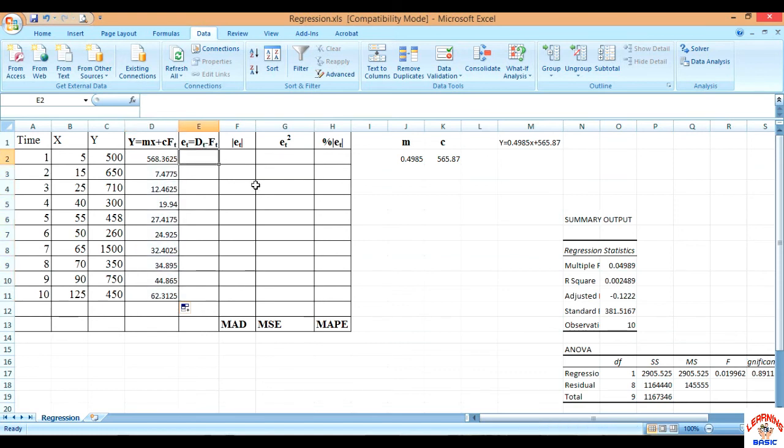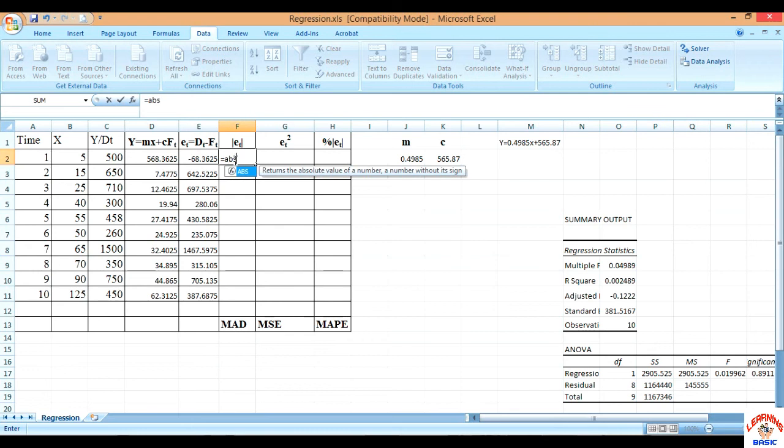Now ET, so ET is DT minus FT. This is our y, also known as DT. So we'll use this minus this, and just double click here. For absolute ET we have the formula equals ABS, double click here on ET, and close the bracket.